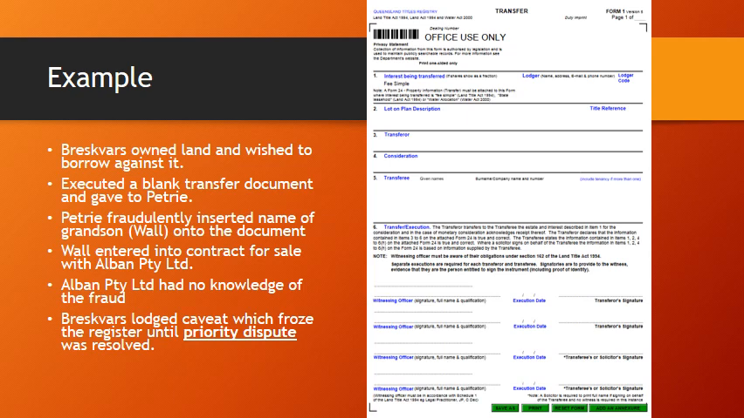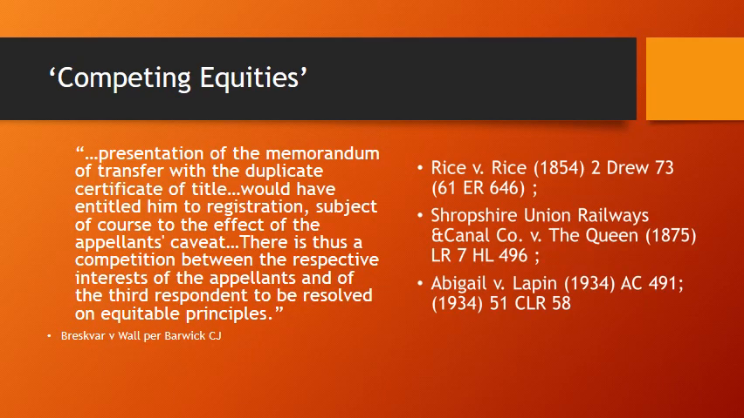I was just bringing up this example merely to show you that this is how a caveat might be used in practice. In the end, in that case, the court found in favour of Albin and put their equity higher than the Brescobars' equity. But the reason for that is because they said the Brescobars were silly, or had disentitling conduct, by giving this blank transfer document to Petrie. Right, so that's what I'm talking about.